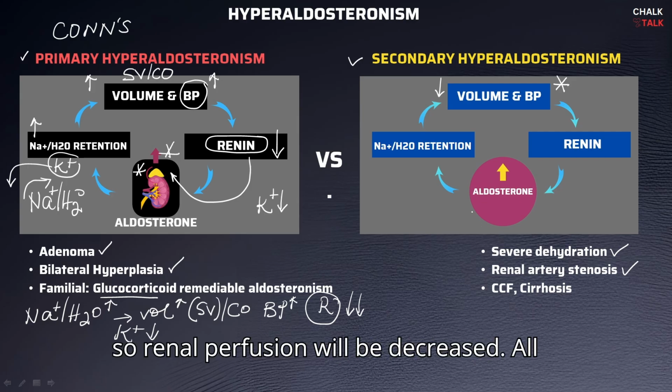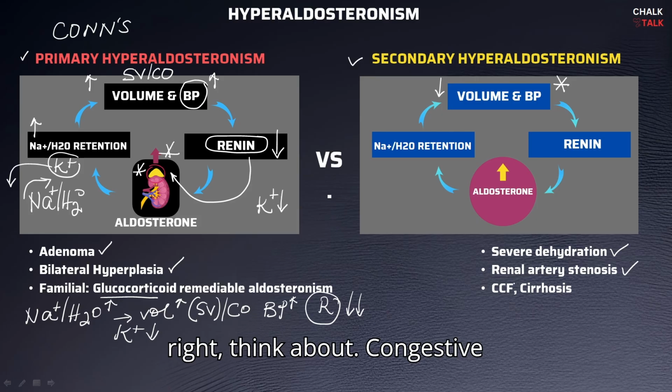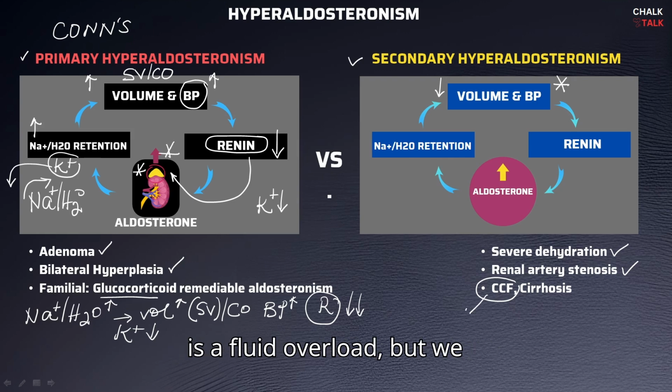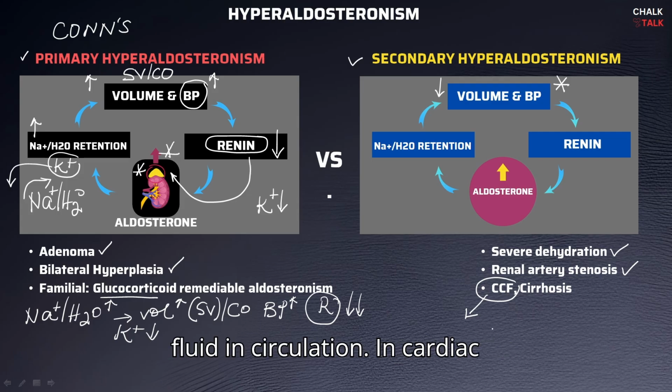So, renal perfusion will be decreased. All right. Think about congestive cardiac failure. In this case, there is a fluid overload, but we don't mean the fluid overload state, rather we are talking about the fluid in circulation.